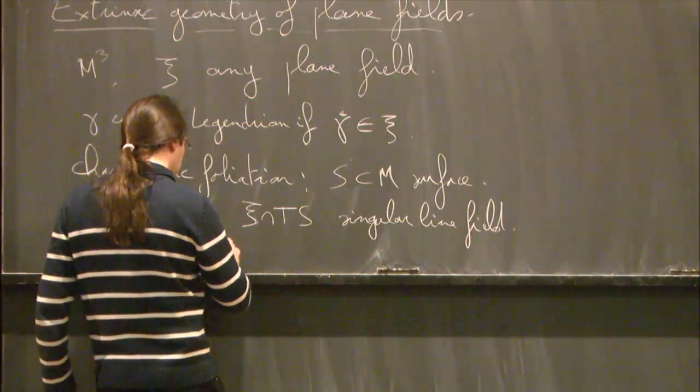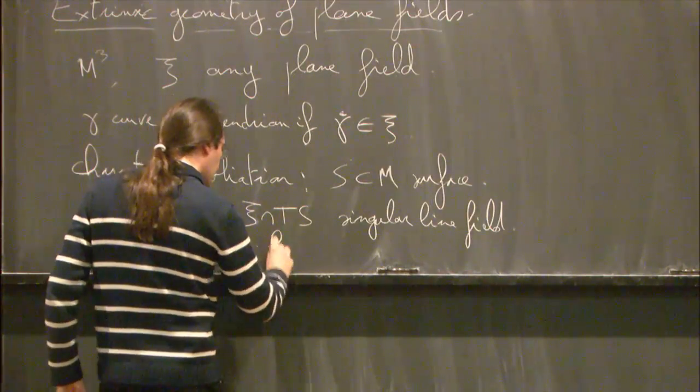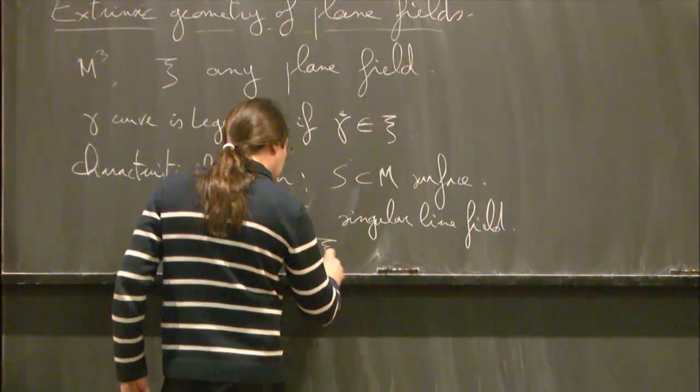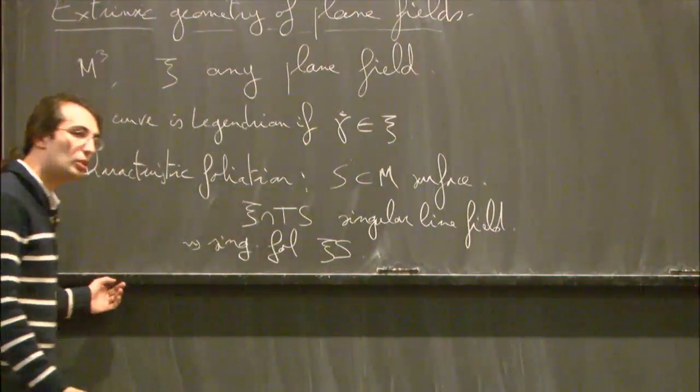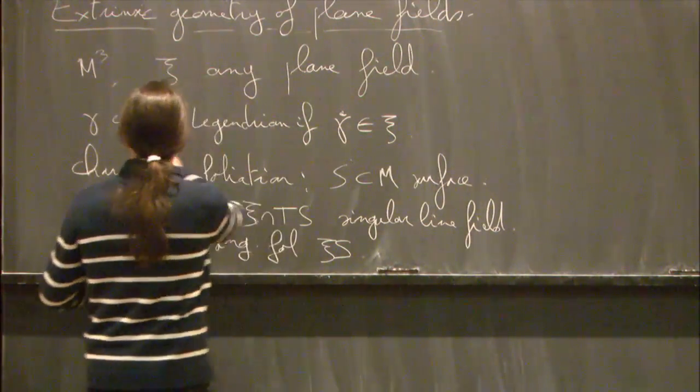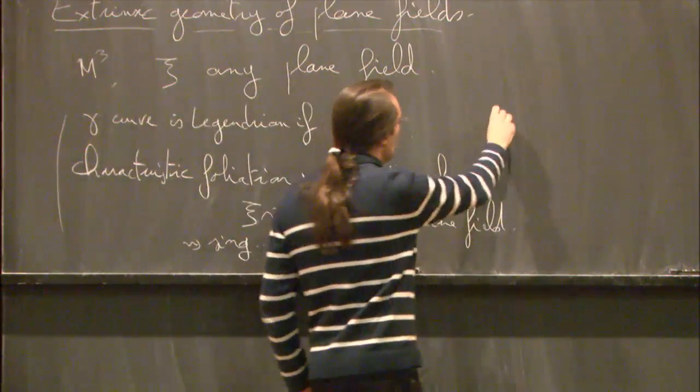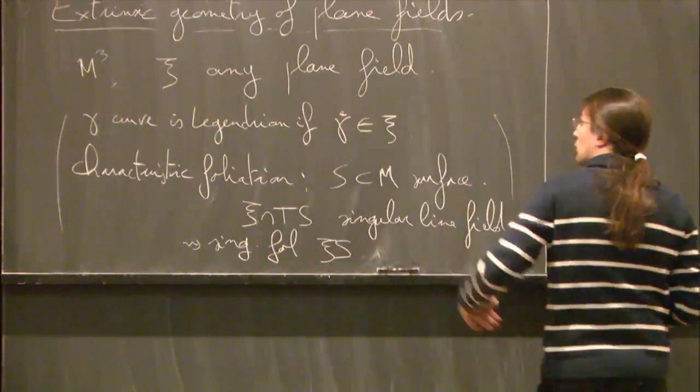So this gives you a singular foliation, which is denoted by psi s, as in Thomas' talk. So these are just notation. So now, what about this extrinsic geometry?